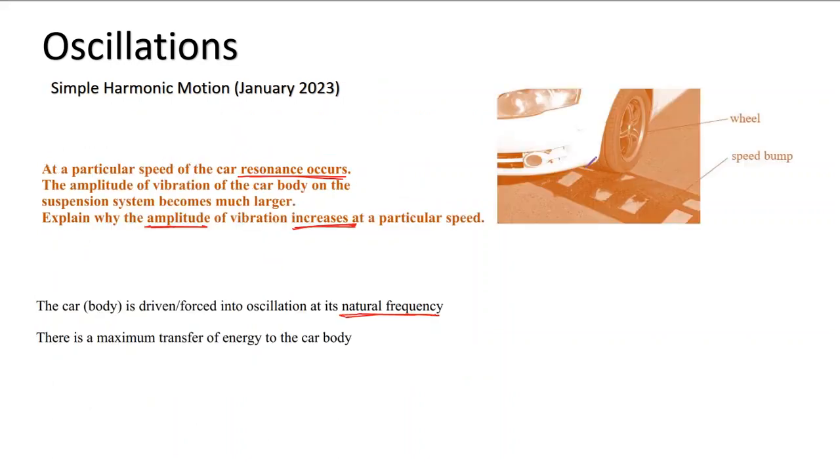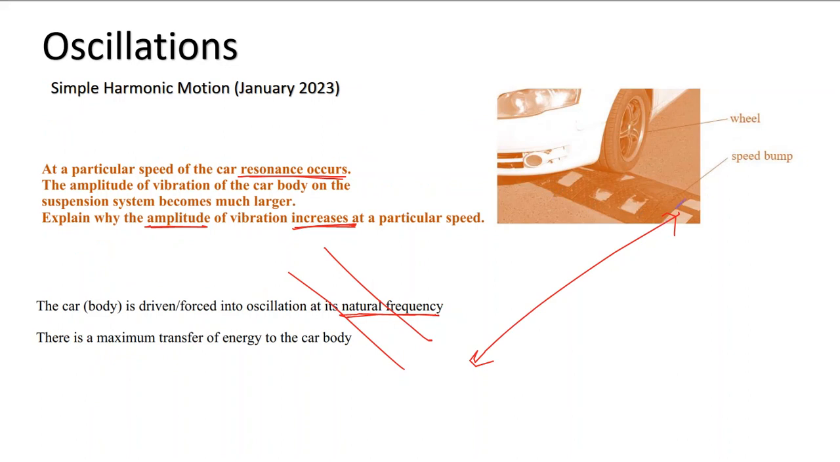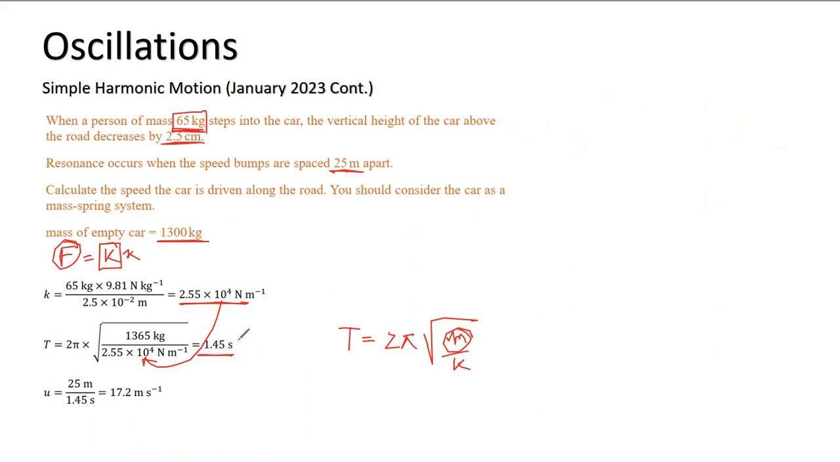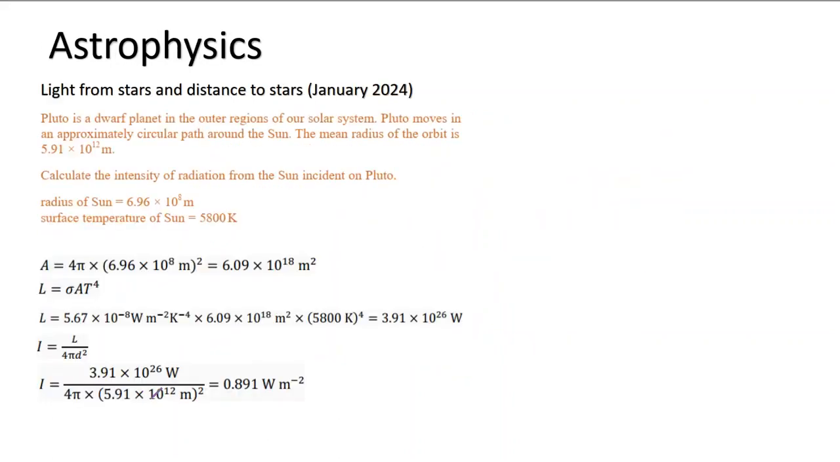So let's look at this question. So I have a speed bump here and I have another speed bump here, let's say. And these speed bumps are placed, question says, 25 meter apart, right? So from here to here, the time period that we just found out was 1.45. The distance divided by this time period will give us the speed of the car. The question was very layered. We already covered this. Let's move on to astrophysics.